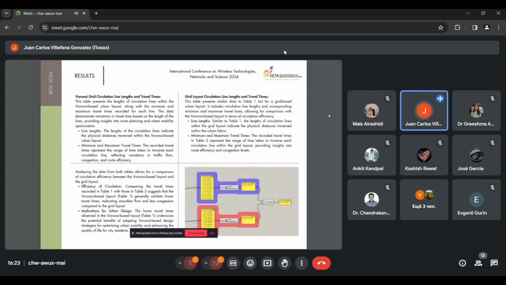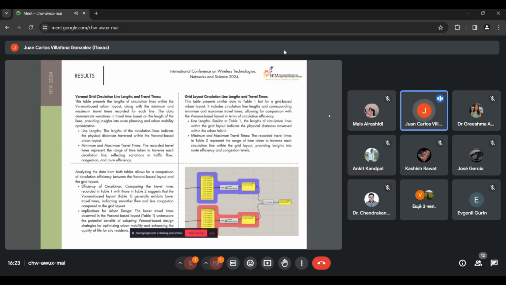Voronoi rate, circulation line lengths, and travel times. This table presents the length of circulation lines with the Voronoi-based urban layout, along with the minimum and maximum travel times recorded for each line. The data demonstrate variations in travel time based on length. The lines provide insights into route planning and urban mobility optimization.